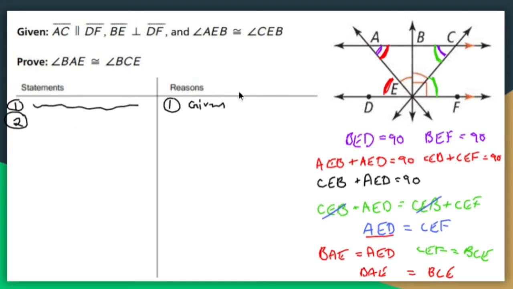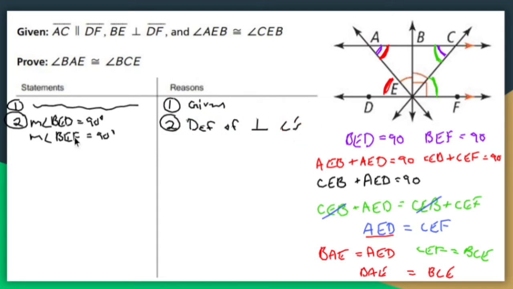All right, now I have to bring back my symbols to be appropriate. The measure of angle BED is 90 degrees, and the measure of angle BEF is 90 degrees. I'm going to regret putting that in two lines. I'm going to run out of room. The reason for that is the definition of perpendicular angles. Let's get smaller. Aim small, miss small.